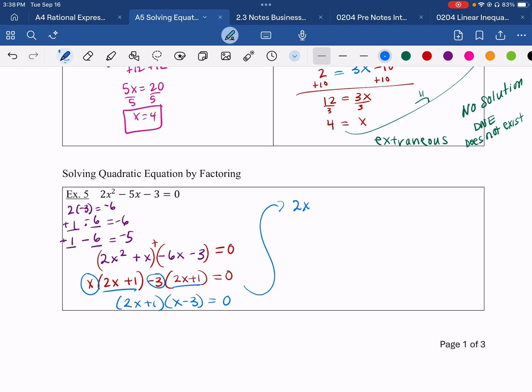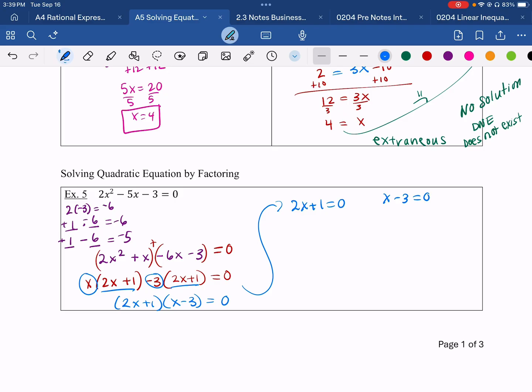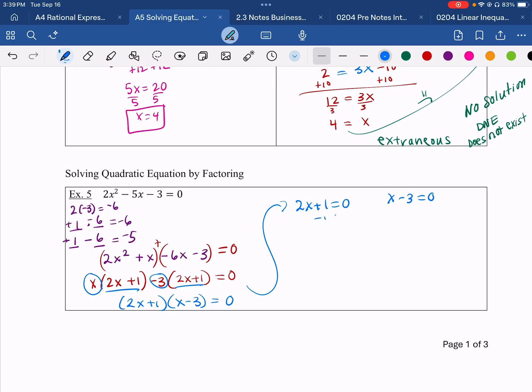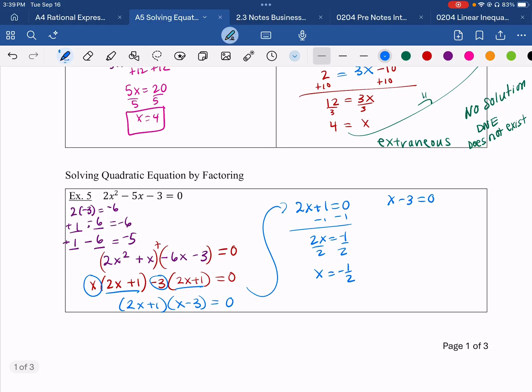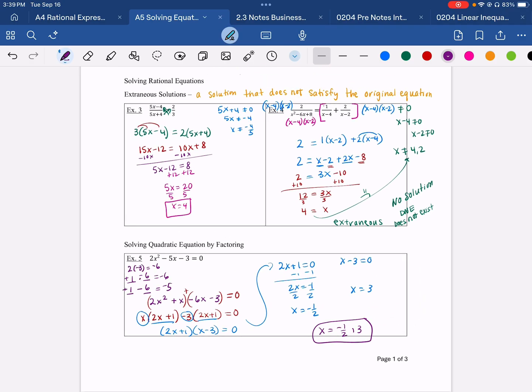Take each factor, 2x plus 1, set it equal to 0. X minus 3 equals 0. Subtract the 1 on this one. 2x equals negative 1. Divide by 2. X equals negative 1/2. Add the 3 on this one. X equals 3. Enter as a comma separated list on WebAssign. So x equals negative 1/2 and 3. Now this one, remember the domain for a polynomial is all real numbers, so I don't have to check. No extraneous answers.